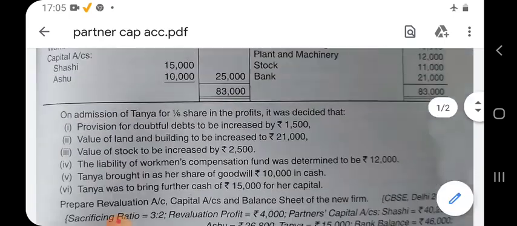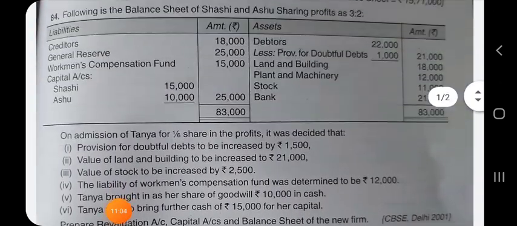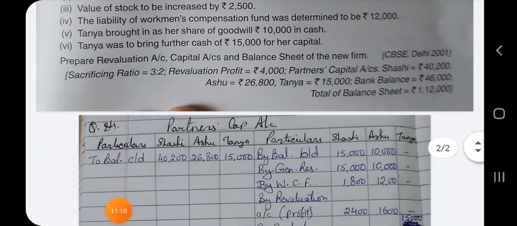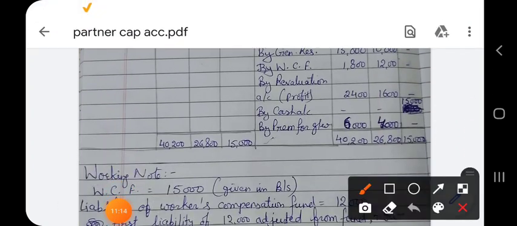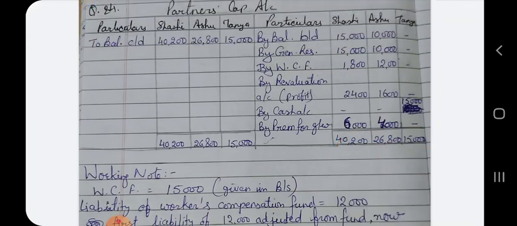Now again we will see, is there anything left? No, we did all the adjustments, and we have written all the amounts which are going to be distributed in the partners capital account. So everything is over. Now it is time to balance the account. So how to balance? We total this side, the credit side.